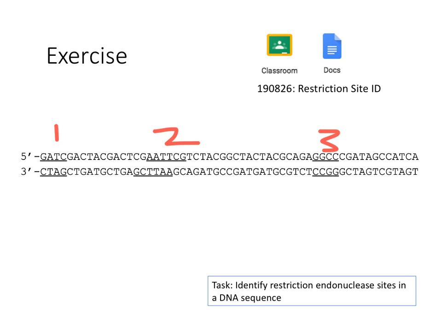Okay, so is 1 a palindrome? Does it read the same from 5' to 3' on both strands? Yes. GATC. And number 3 also reads the same 5' to 3' on the top strand as it does on the bottom strand, GGCC. So what's weird about number 2? Is it a palindrome? Yeah, it is a palindrome, but the nucleotides aren't correct.